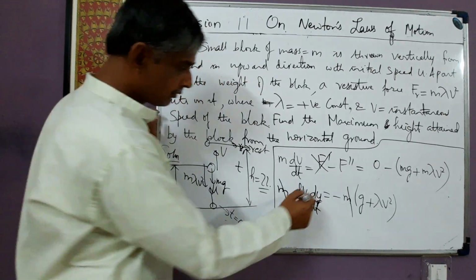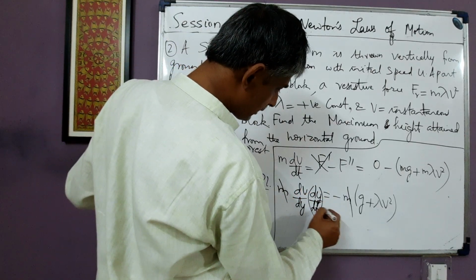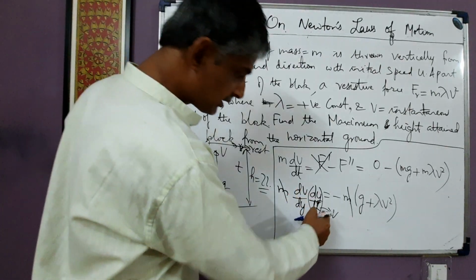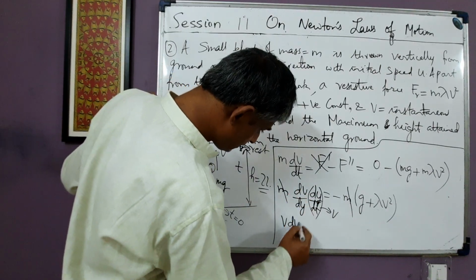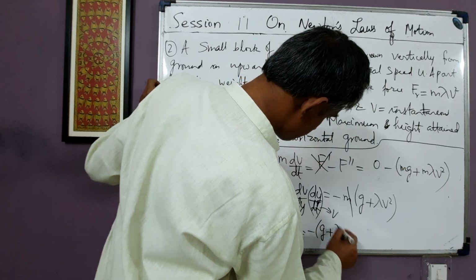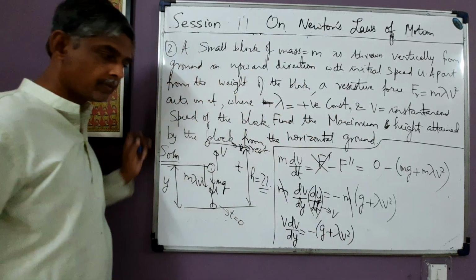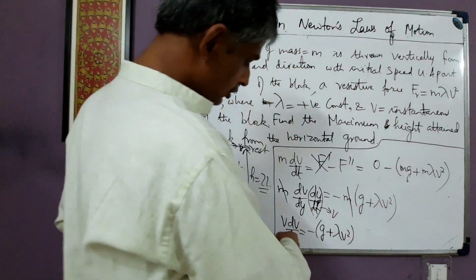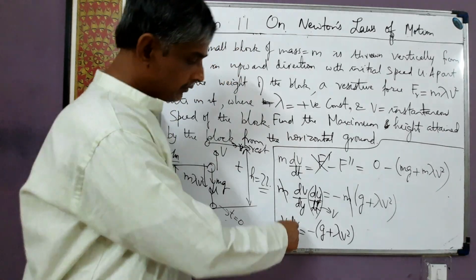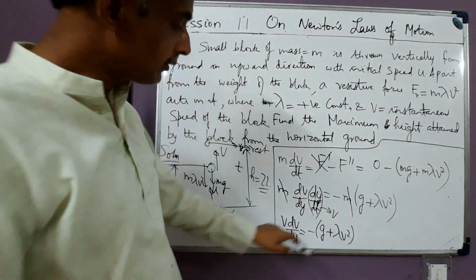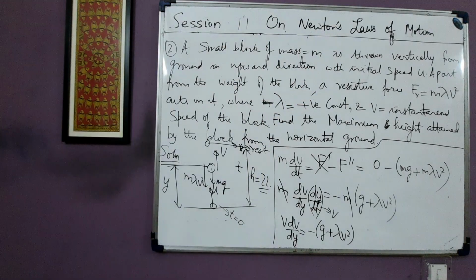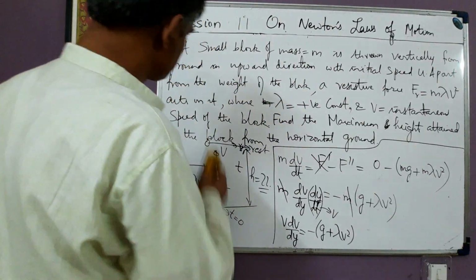Now we know from kinematical theory that dy by dt is v, the instantaneous velocity of the block. So this is replaced by v, and we get v dv by dy equal to minus of g plus lambda v square. This is the differential equation with y as the independent variable and v as the dependent variable. If you solve this differential equation, we get the maximum height h attained by the block.